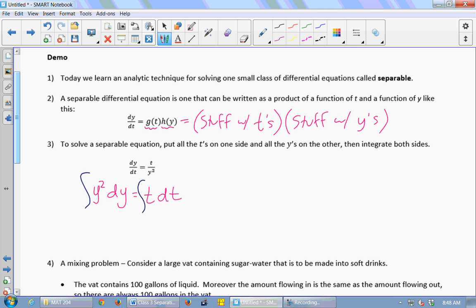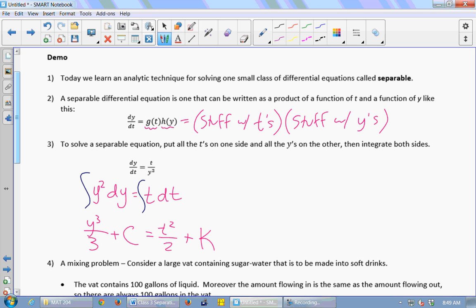Okay, so what is the antiderivative of y squared? y cubed over 3. So I've got y cubed over 3 plus c, my constant. And the antiderivative of t is t squared over 2 plus a constant, but it's not necessarily the same constant as the one over here. So I could call it K, or c sub 2.